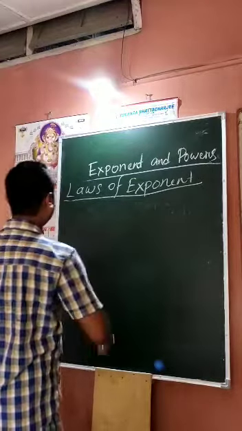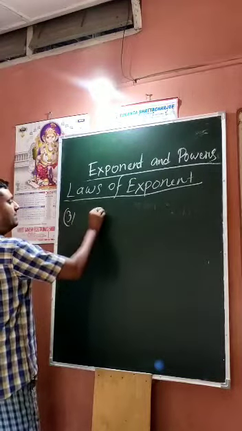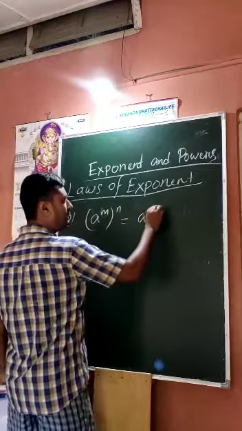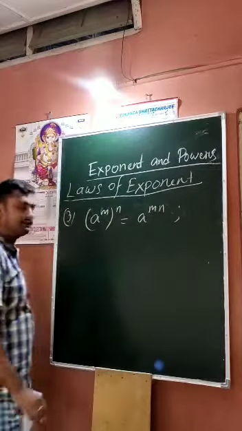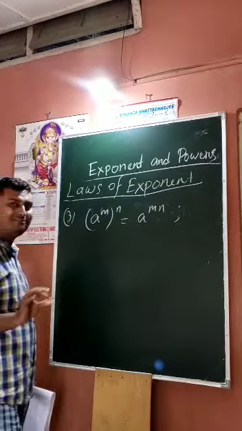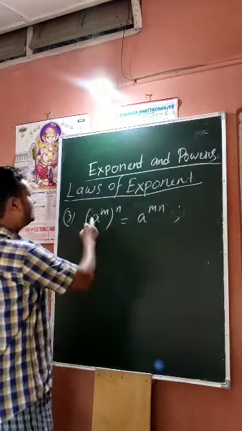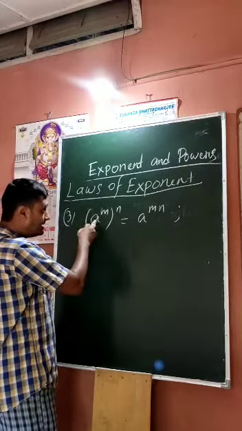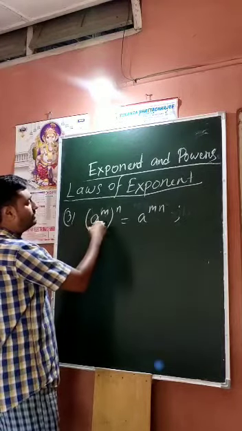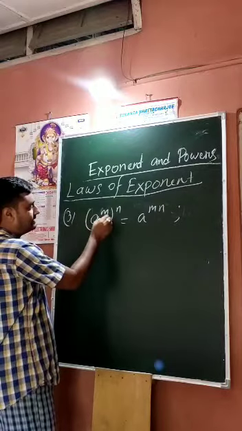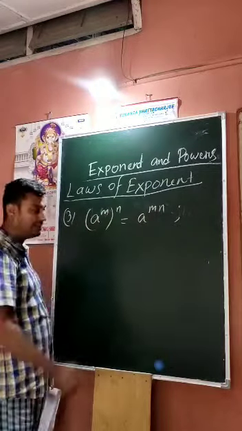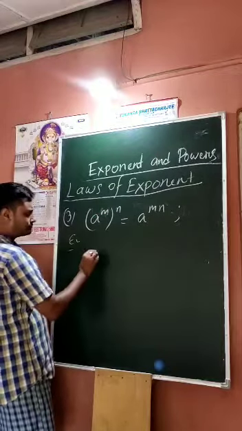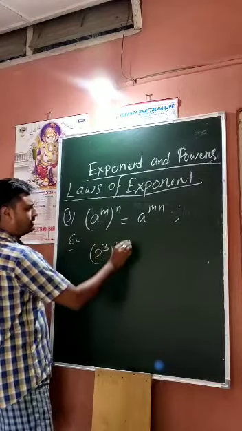Come to the third law, which is (a^m)^n equals a^(m×n). Same case, both m and n are integers. So (a^m)^n equals a^(m×n). That means this m is a power, and n is the power of a^m. In this case, these two powers are multiplied. The base remains the same, but the two powers are multiplied. For example, suppose 2 cube, which is 2 to the power 3, raised to the power 2, that means 2 to the power 6.